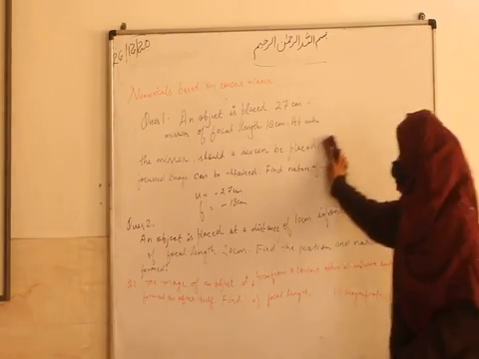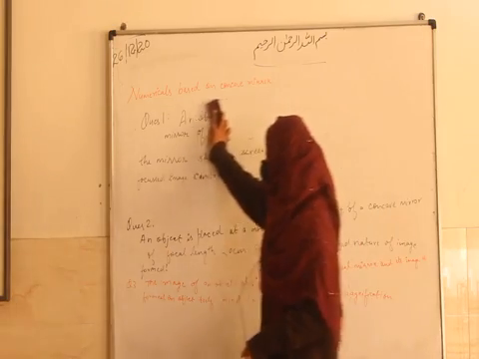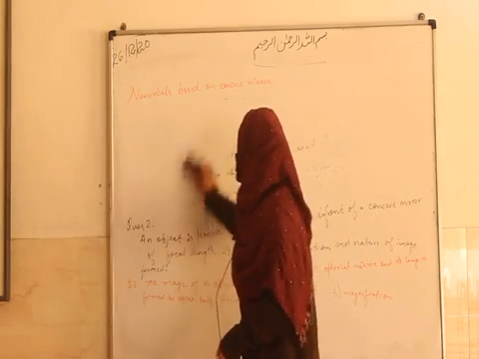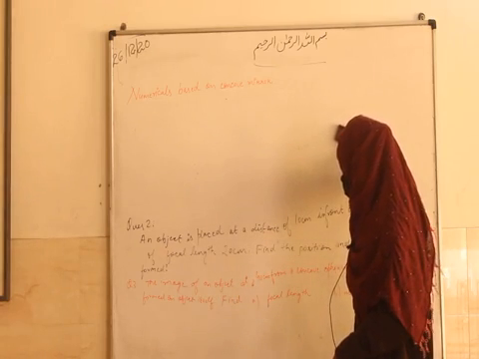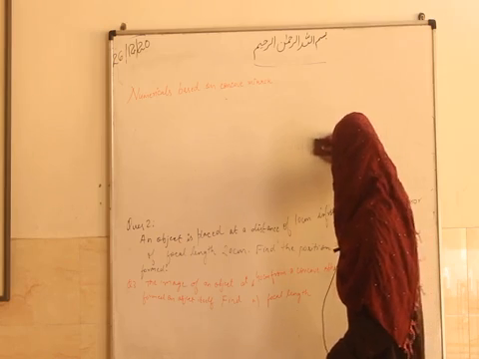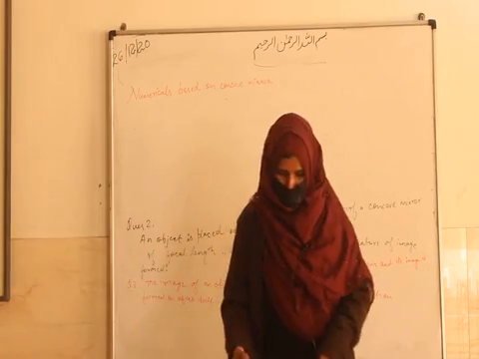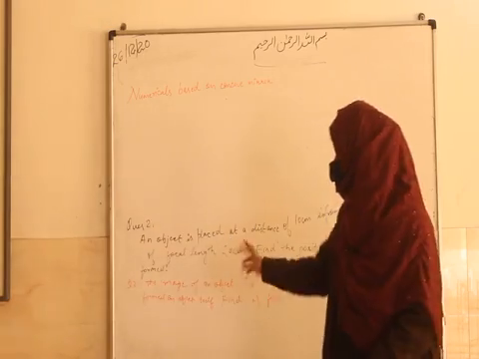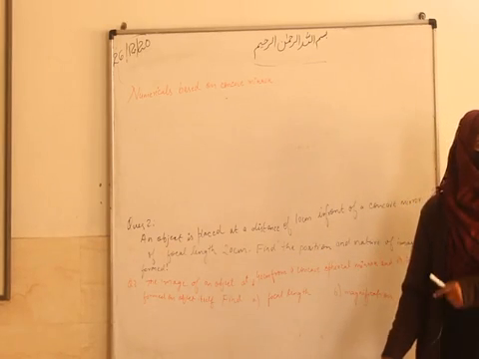Read the question properly. The image of an object at 40 centimeter from a concave mirror. Understand the language. The image of an object at 40 centimeter. What is given, Aksa?